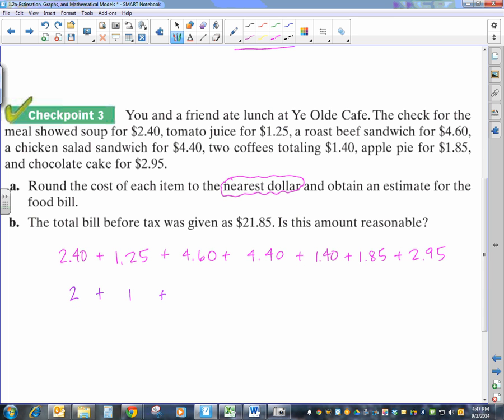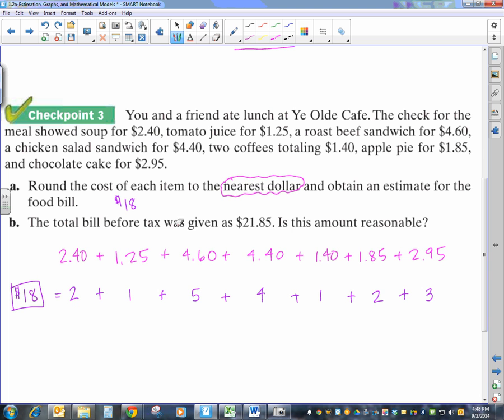Stay. 25 cents is going to stay. 60 cents is going to go up. 40 cents is going to stay. 40 cents is going to stay. 85 cents is going to go up. And 95 cents is going to go up. So if I add all those numbers together, then I get that this is $18. So that's my answer to this here, $18.